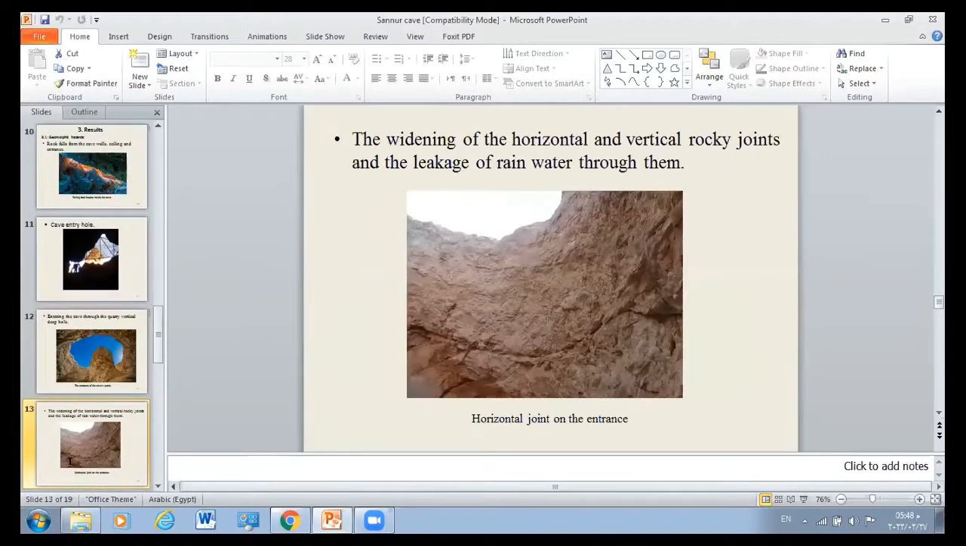The weathering of the horizontal and vertical rock joints and the leakage of rainwater through them. We can see here the photo of a horizontal joint at the entrance, and we saw a lot of horizontal joints at the entrance because the rain makes a lot of this and moisture also.